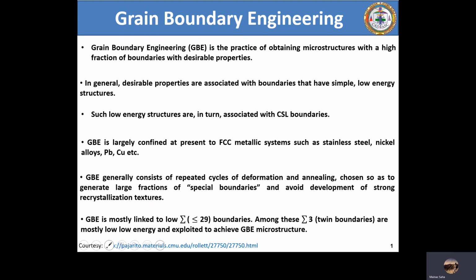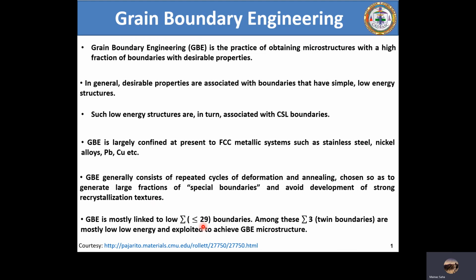Although people have reported sigma 29 boundaries, sigma 29 means that every 29th lattice plane will be in coincidence with each other between the two adjoining lattices. In such cases, such boundaries are, first of all, very few in terms of volume fraction in a given microstructure. Secondly, compared to sigma 3 and the other low sigma value boundaries, sigma 5, sigma 7, sigma 9, even if such boundaries are there, it is very unlikely that they are going to make a significant change in the properties of a given material.